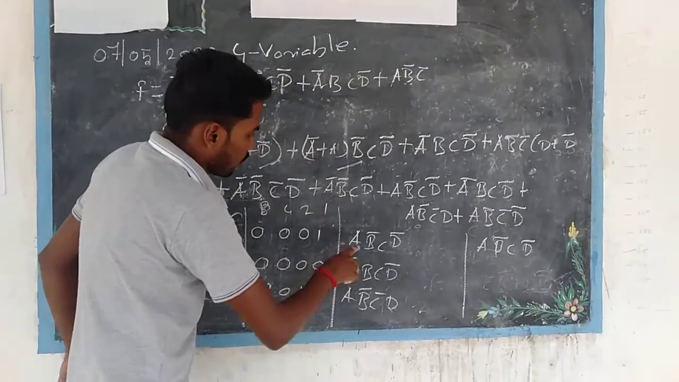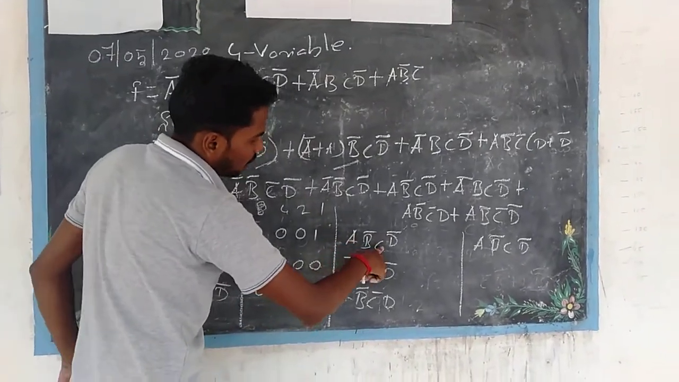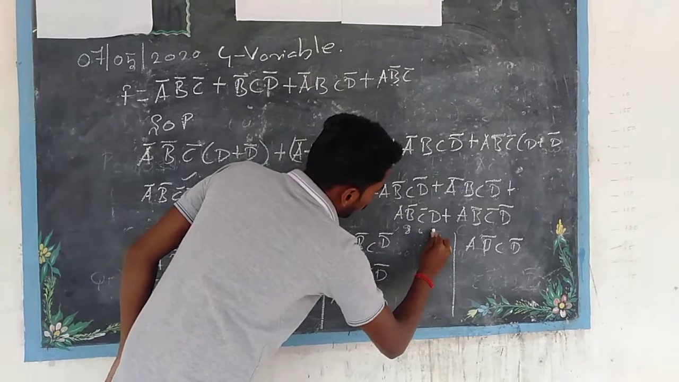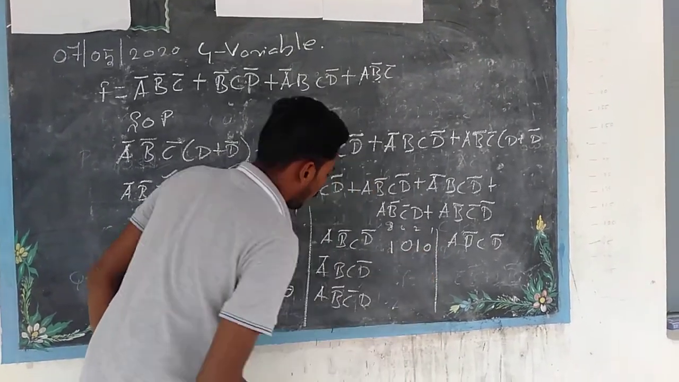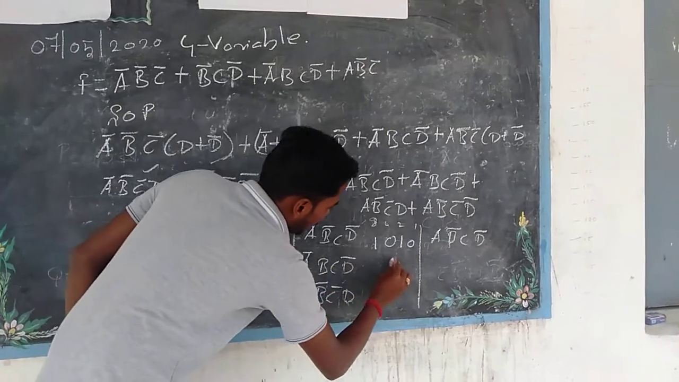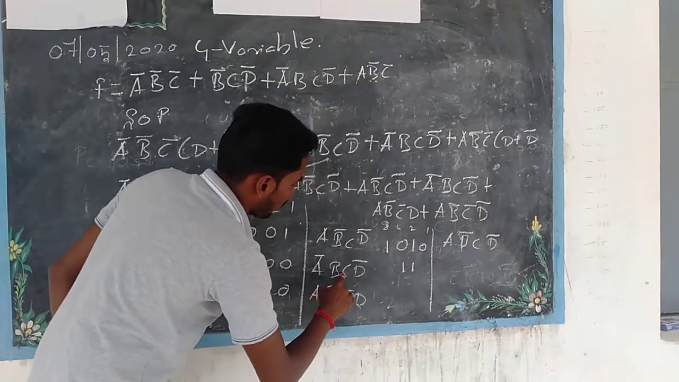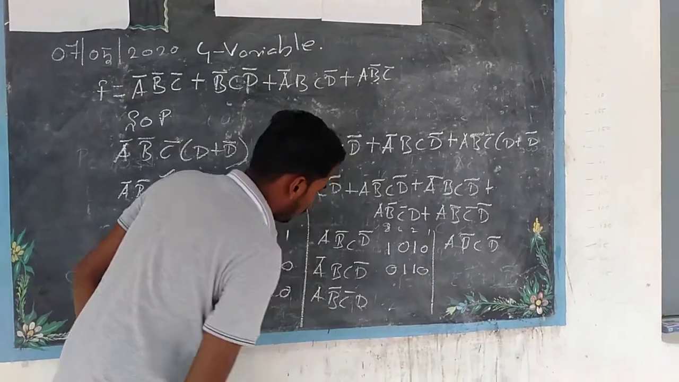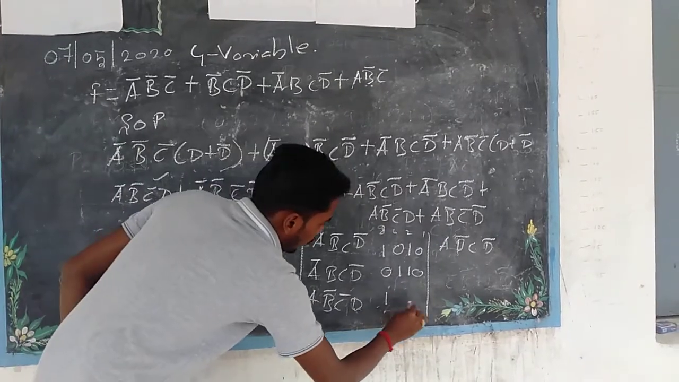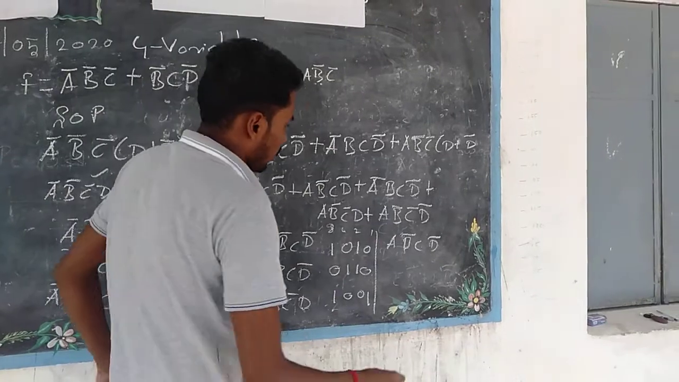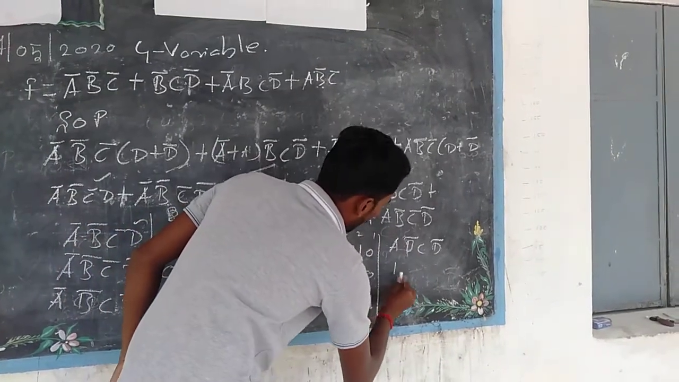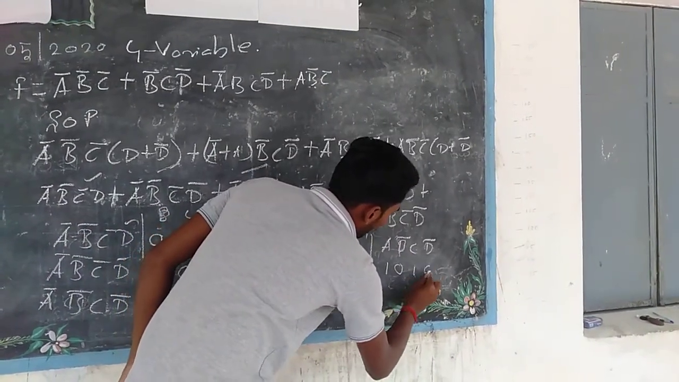Then the next term has only A and C in the 8, 4, 2, 1 table: A, C. The remaining terms we put 0. Then in this term A, B, C, is 1, and the remaining terms will be 0. Then 1, 1, with the remaining terms 0. Then the last term 1, 0, 1, 0.